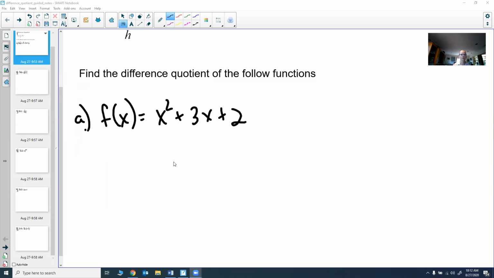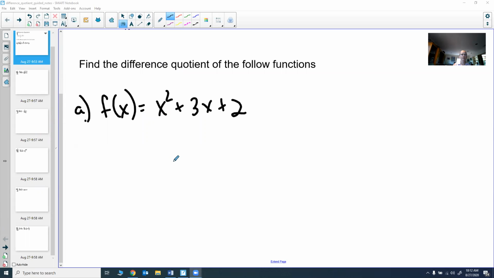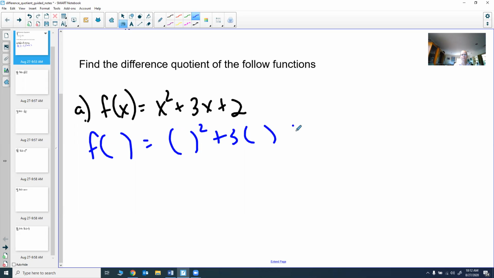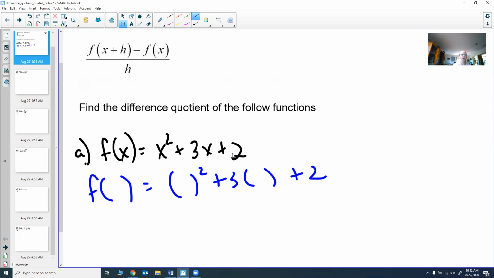The first function is a polynomial, f of x equals x squared plus 3x plus 2. The main thing to remember about these functions is that the x isn't the important thing. In fact, I like to think of it as f of something equals something squared plus 3 times something plus 2. And then we're going to fill in the something. So if you think of it that way, you're in better shape.